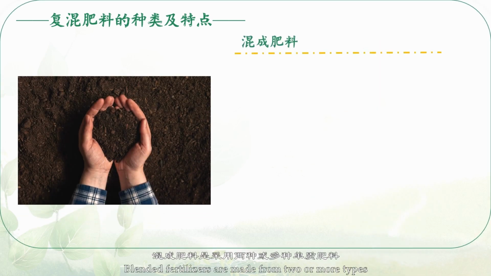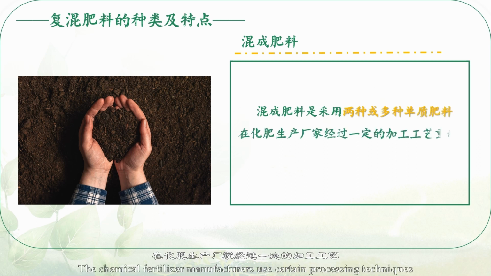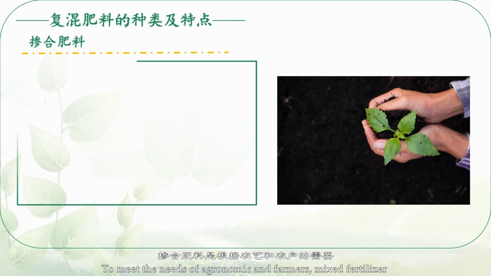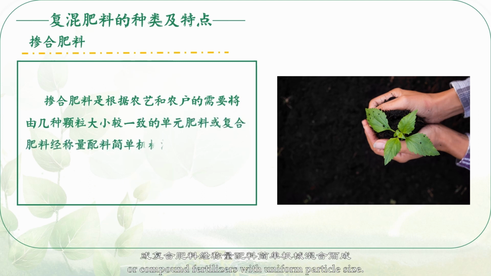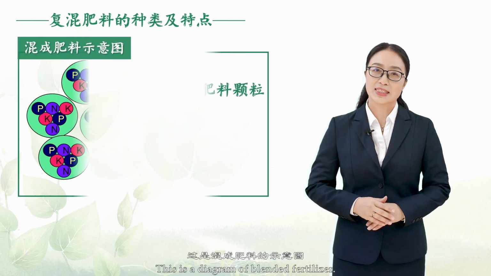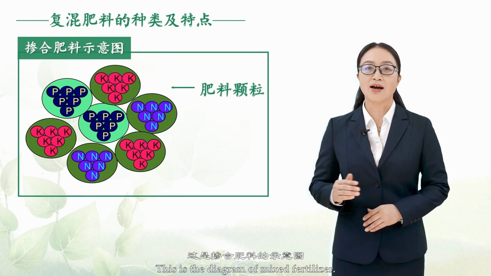Blended fertilizers are made from two or more types of single-quality fertilizers. The chemical fertilizer manufacturers use certain processing techniques to remanufacture them to meet the needs of agronomy and farmers. Mixed fertilizer is a simple mechanical mixture of several unit fertilizers, or compound fertilizers with uniform particle size. It is used and mixed simultaneously, and it is also called BB fertilizer. This is a diagram of blended fertilizer. This is a diagram of mixed fertilizer.